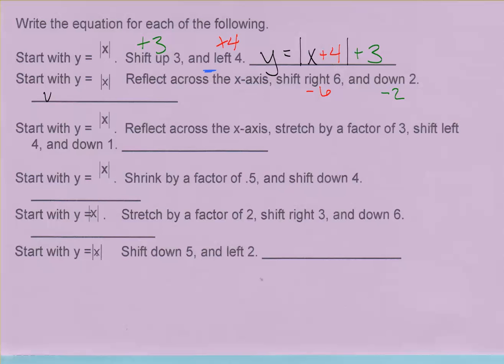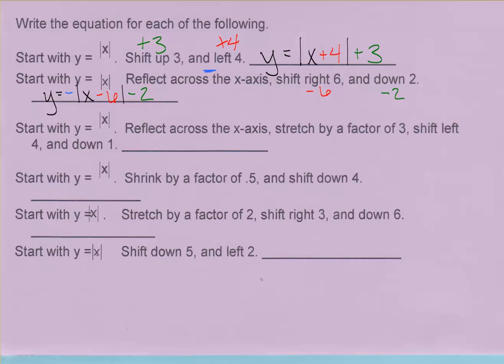So we have y equals, and then that negative goes up front. The absolute value of x, and then minus 6, and then minus 2 at the end. So my blue reflects across the x. My red shifts it right 6. And my green shifts it down 2.